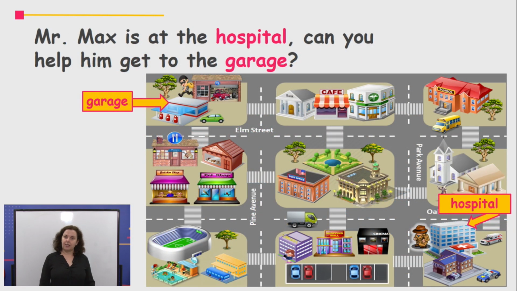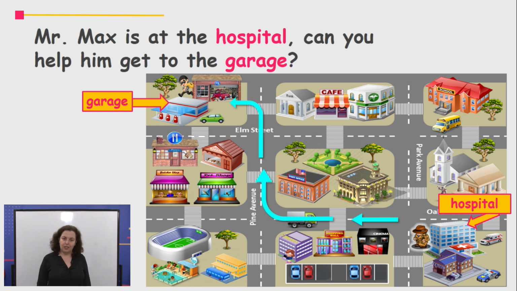Now, Mr. Max is at the hospital. He thought that the thief, the ganav, is in the hospital. Can you help him get from the hospital to the garage? Maybe the thief is at the garage fixing his car. Look at Mr. Max. He's at the hospital. How does he get to the garage? Can you help him?